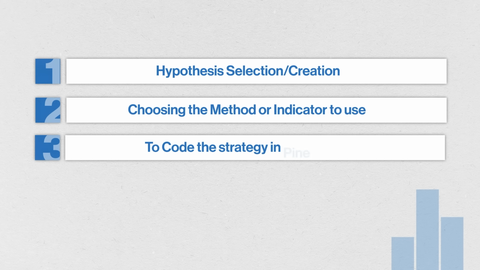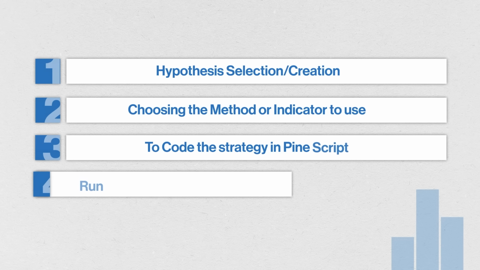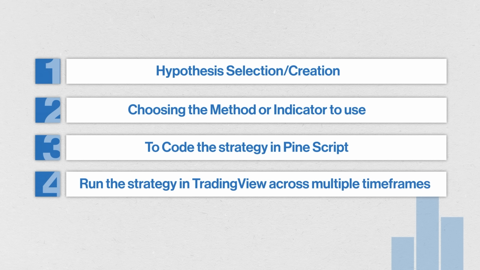The third step is to code the strategy in Pine script, a step where we will use Claude AI to write the strategy code. You see, this is such a boon, right? I mean, earlier you had to write the code yourself, but now you don't need to. Claude does an amazing job at it. Fourth, run the strategy in the TradingView across multiple time frames to observe its initial performance and results. This is a very simple step.